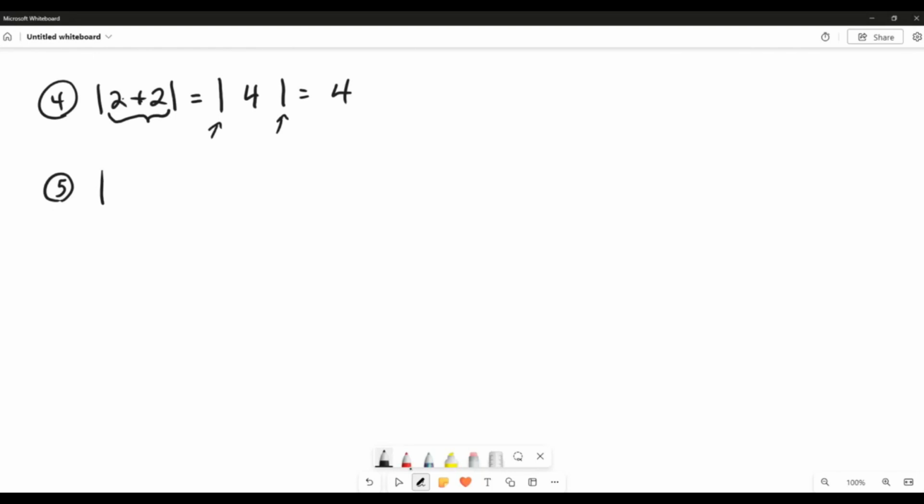Number 5, we have absolute value of negative 9. There isn't anything on the inside that we need to add or subtract or multiply or whatever. So we are now going to take the absolute value of negative 9 and we get positive 9.